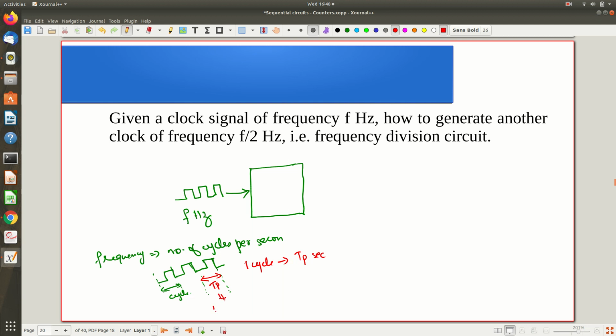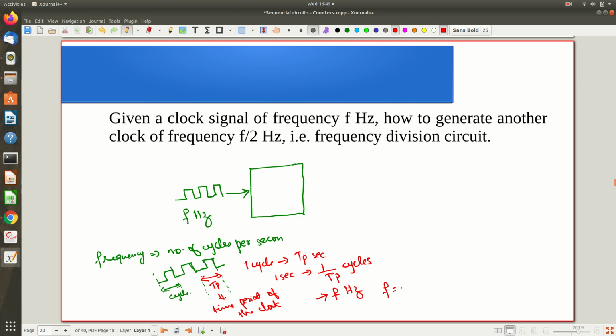So TP is the time period of the clock, which is nothing but the time to complete one cycle. For one cycle I need TP seconds. Then in 1 second, how many cycles will there be? TP seconds are needed for one cycle, so in 1 second there will be 1 by TP cycles. 1 by TP cycles means the number of cycles per second. So this is frequency. Some f hertz is my frequency. So how can you relate this frequency with the time period?